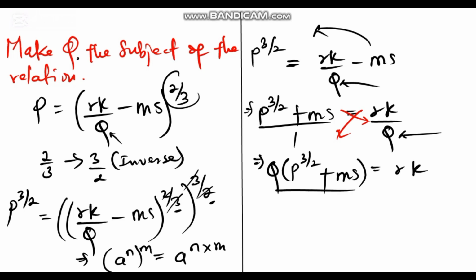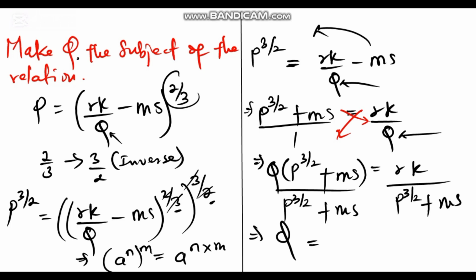So we are left to divide both sides by p raised to power 3 over 2 plus ms. So we are left with what? q is equal to rk over p raised to power 3 over 2 plus ms. So this here is our answer.